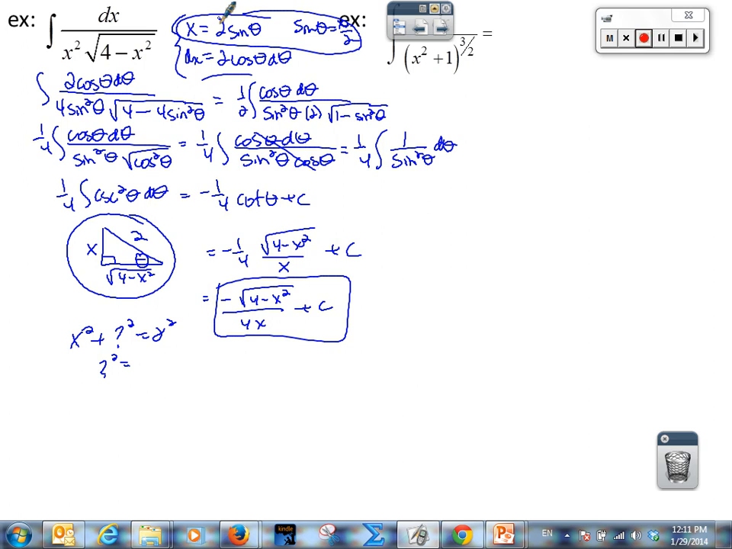Okay, I'm not sure I'm understanding your question. We want this to turn into 1 minus sine squared, so we can turn it into cosine squared. That's why we use sine. Okay? Other questions? All right, let's do the next one.